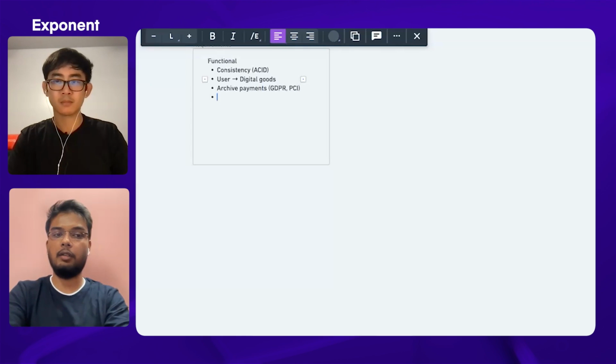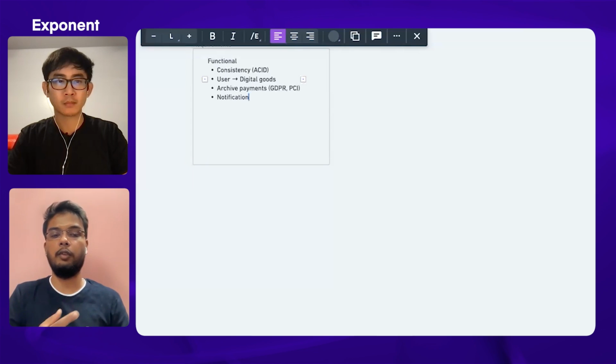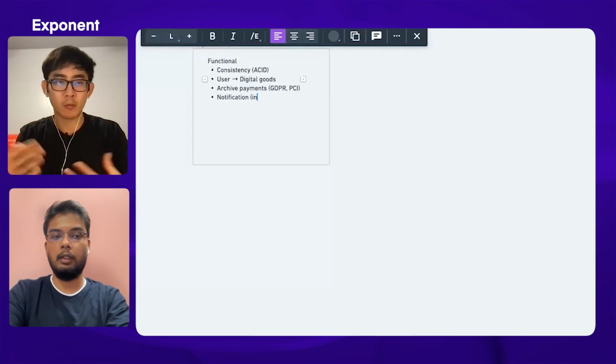And my last functional requirement would be notifications. This is very essential. Once the user purchases something, we need to be able to send them notifications and invoices saying, hey, your payment has been done. You can start reading your book or whatever you purchased. So this will be invoices.